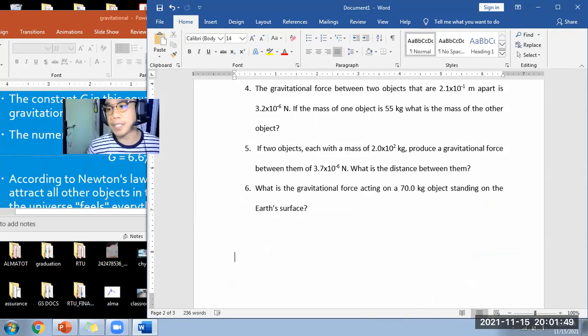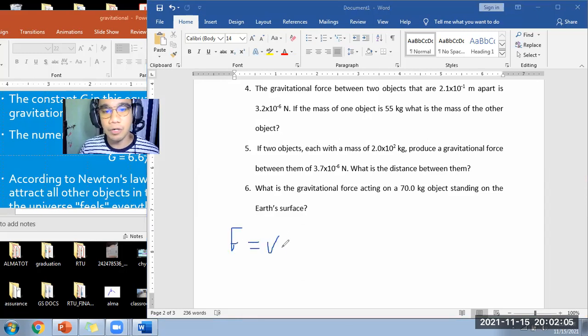So what is the gravitational force acting on a 70 kilogram object standing on the Earth's surface? So ito, parang formula lang natin for the force yan. So magiging Fg. Diba yung normal formula natin last time yan. So apply nyo na yan. So ang hinahanap naman dito, gravitational force lang. So yung normal, ano lang to, given. So object natin ng 70 kilogram.